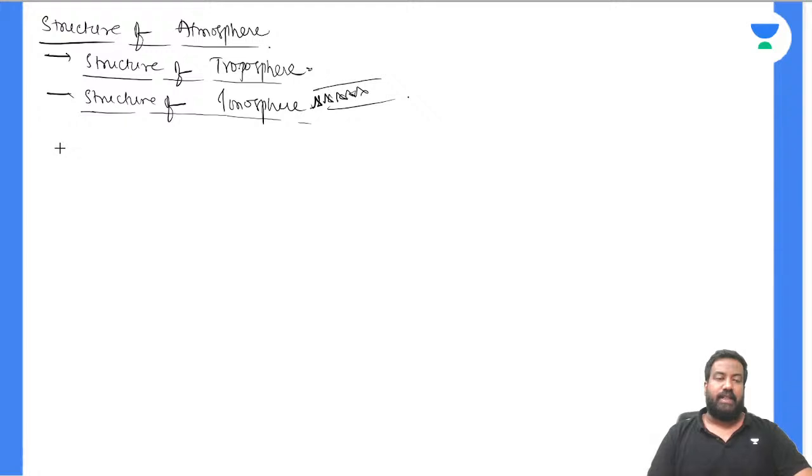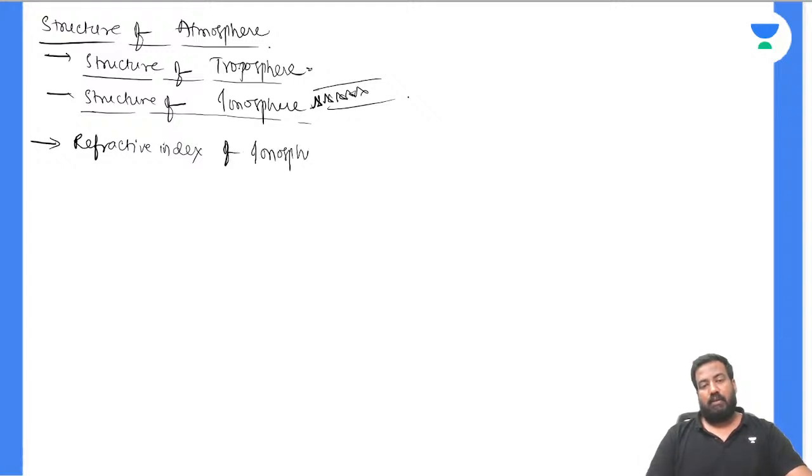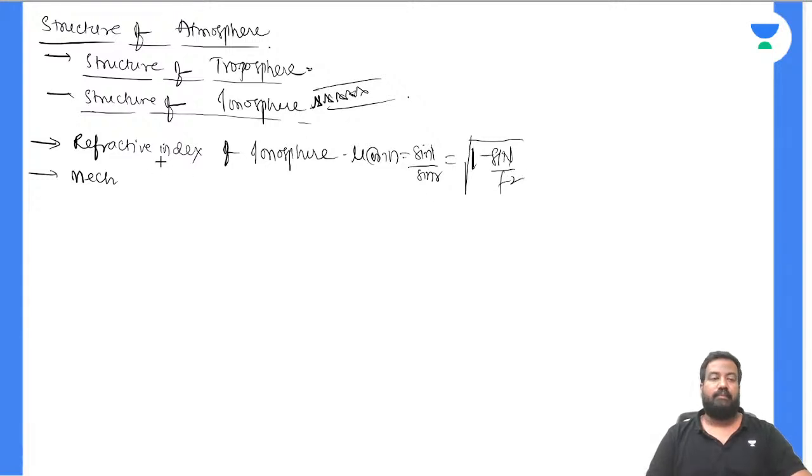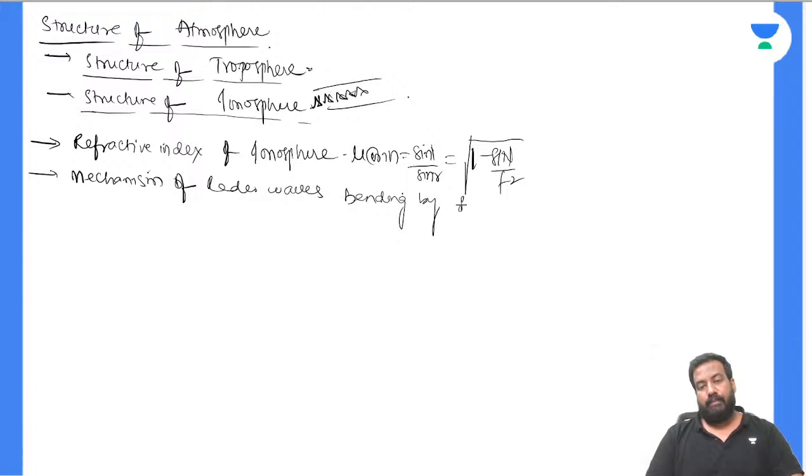Then we have done derivations which are useful for engineering services. We have done derivations for the refractive index of ionosphere, mu or n, equals sin i by sin r, equals under root of 1 minus 81 N by f squared. Let's see the mechanism of radio waves bending by the ionosphere.